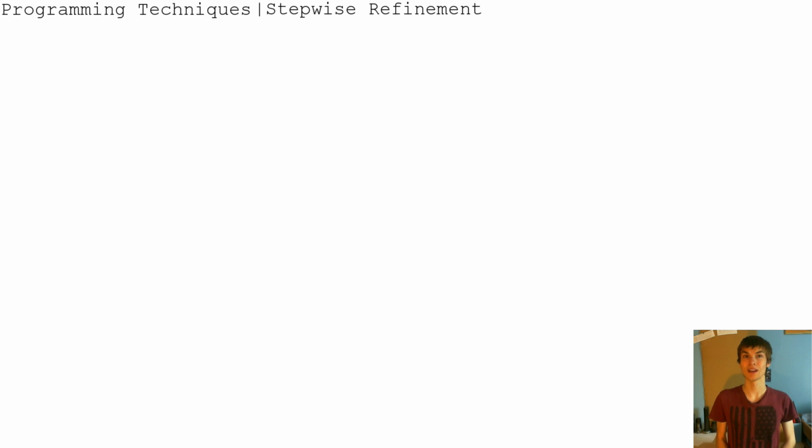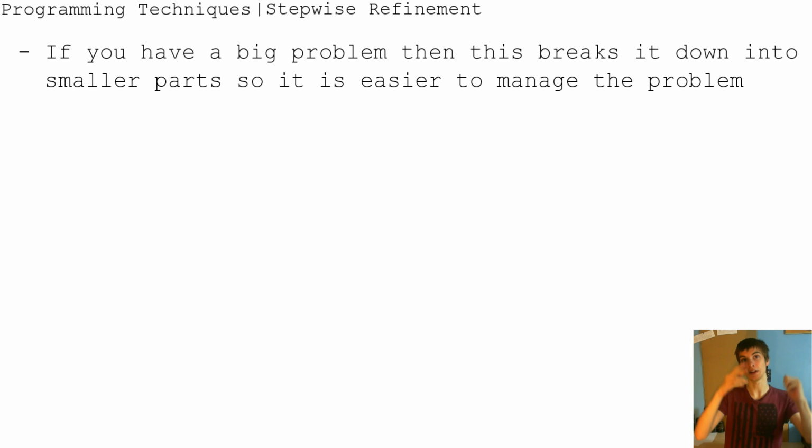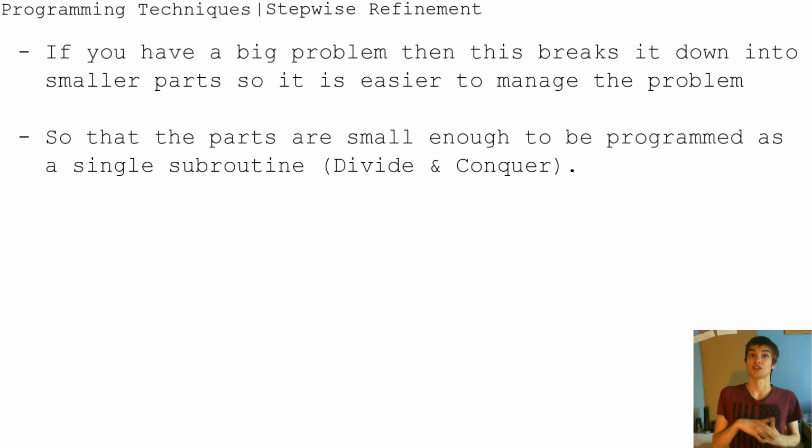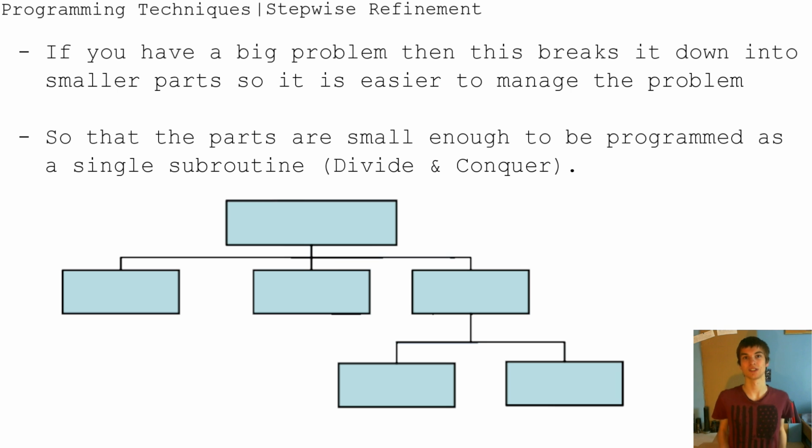Well then, stepwise refinement. You may remember this from F452 as top-down modular design. You have a big problem and then you break it down into smaller and smaller parts, so it is easier to manage the problem. The parts are small enough to be programmed as a single subroutine, so it's like a divide and conquer type thing. This diagram is just a basic layout. You've got the main problem, then the sub problems, then the sub sub problems to solve.